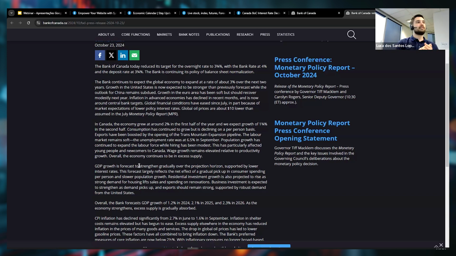The second point is the growth outlook. Okay, so the Canadian GDP is expected to grow slowly at 1.2% in 2024, rising gradually to 2.3% by 2026. So it reflects a cautious recovery, but growth is still relatively weak. Okay, so the rate cut is designed to support this gradual pickup that they are thinking of.